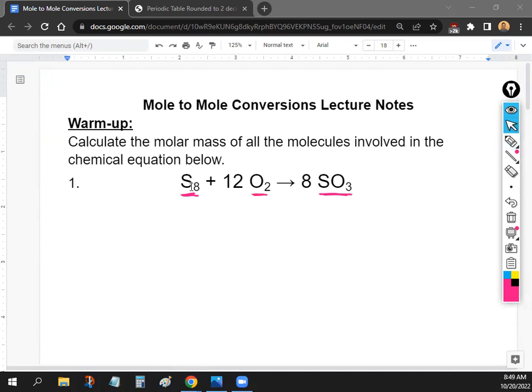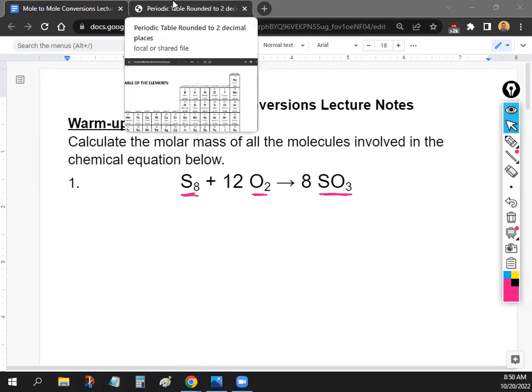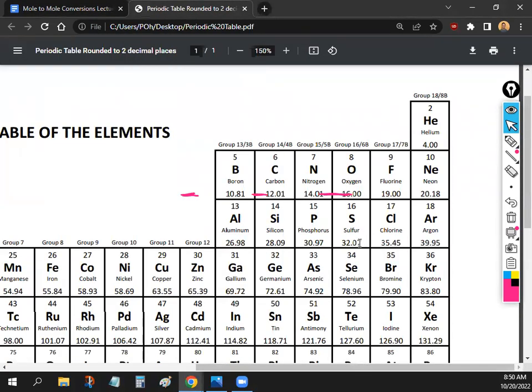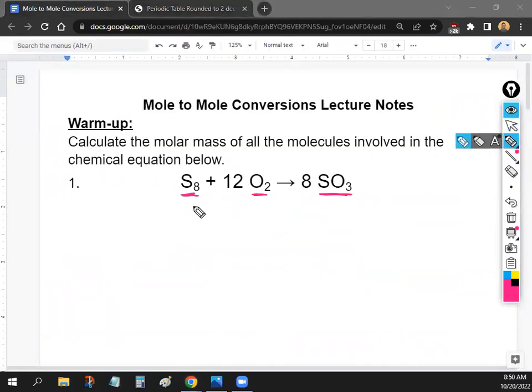All right, so if you look at S8, it's only made out of sulfur, right? And so we just need to figure out what the molar mass of sulfur is. Sulfur is 32.07. And how many sulfurs are inside this molecule? 8. Yeah, super easy. It's just 8. So this molecule is made out of only 8 sulfurs.